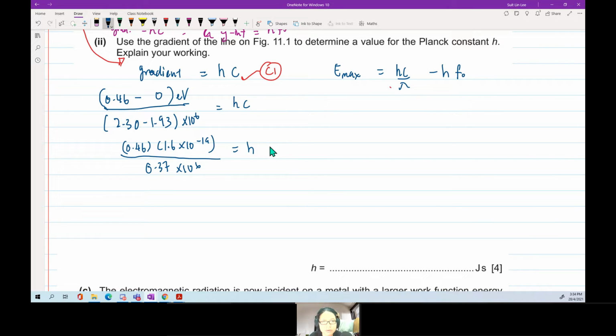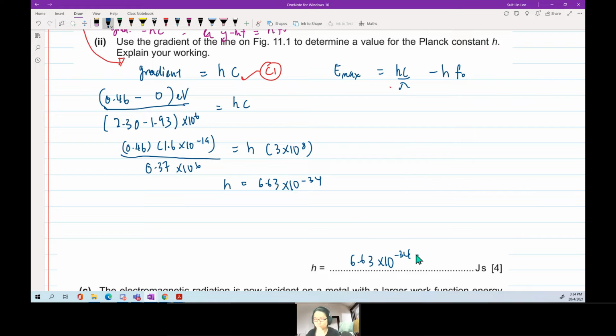We're looking for Planck constant. c is 3 times 10 to the power of 8. Then you can find your h. Okay, let me see if my answer is within the range, because I use a different coordinate than the mark scheme, to show you that it doesn't matter as long as you read properly. 0.37 times 10 to the power of 6. So I got exactly 6.63063, times 10 to the power of negative 34.